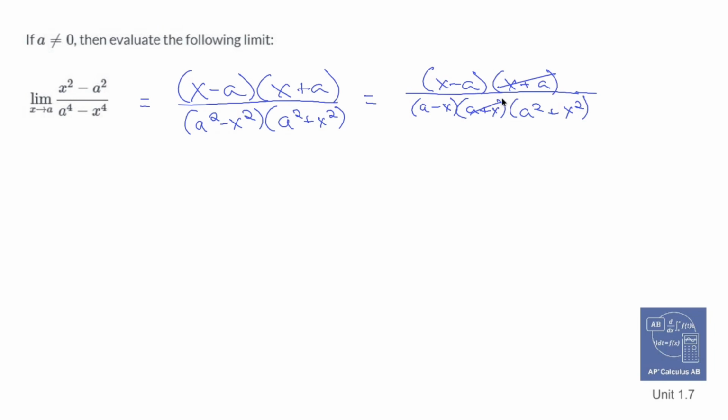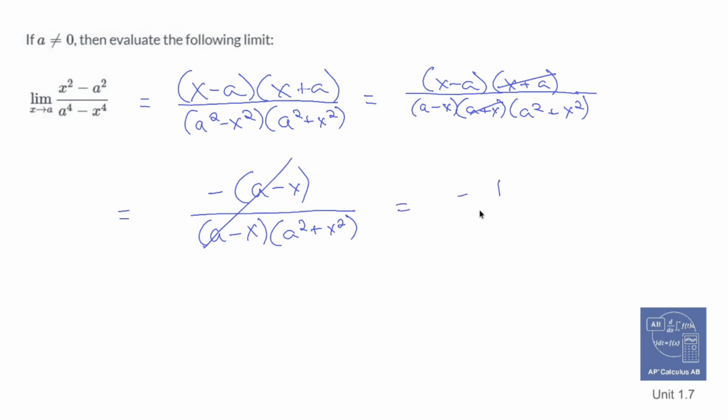And if I wanted to, I can pull out a -1 out of the top and get a minus x over a minus x, a squared plus x squared. These guys cross out. That leaves me with -1 over a squared plus x squared.